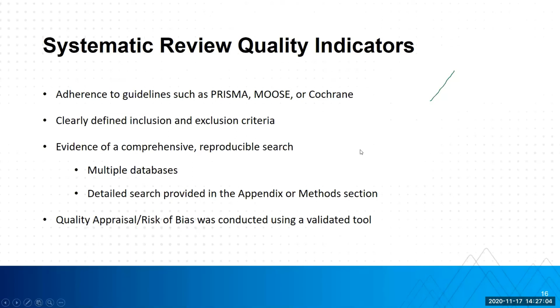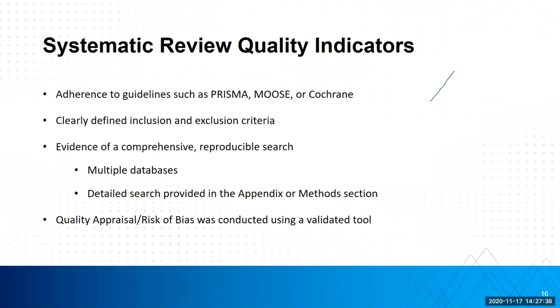So to sum up what we've discussed, because I think it's important to know what you should be doing when you're conducting a systematic review, but also what you should be thinking about when you're reading one. Some quality indicators when you are reading a systematic review would be seeing if they adhered to any guidelines: Prisma, Moose, Cochrane. There are some others, but those are the big ones. So they put it out there that they conducted their systematic review according to these guidelines, and clearly defined inclusion and exclusion criteria.